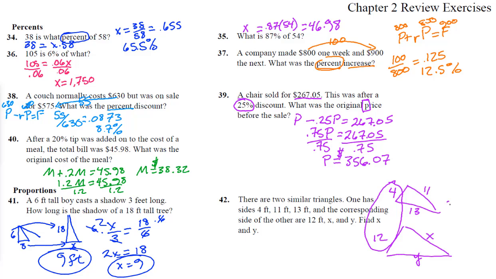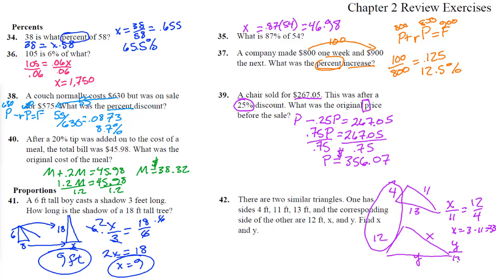A proportion, x is to 11 as 4 is to 12. Oops, I wrote that backwards. I apologize. X is to 11 as 12 is to 4. That's what I needed. Good deal. So let's times both sides by 11, and we get x equals 12 divided by 4 is 3, times 11 is 33.